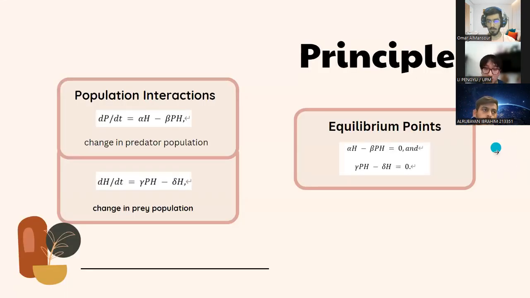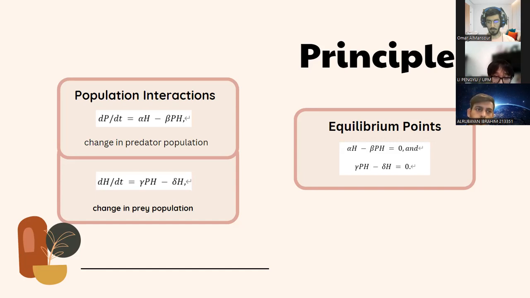For the principles, the model uses equations to describe changes in predator and prey populations over time. The growth of a predator's population depends on the availability of prey, and prey population growth is affected by predation pressures. P of t represents the predator population at time t, and H of t represents the prey population at time t.